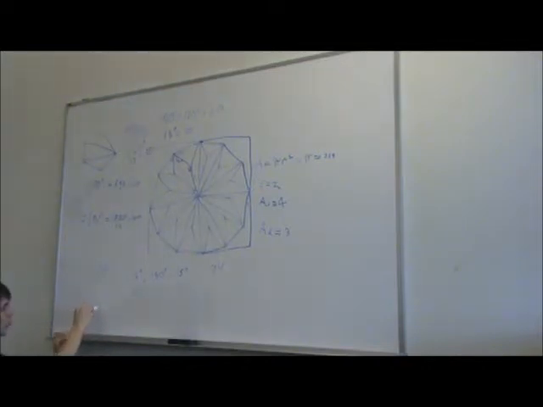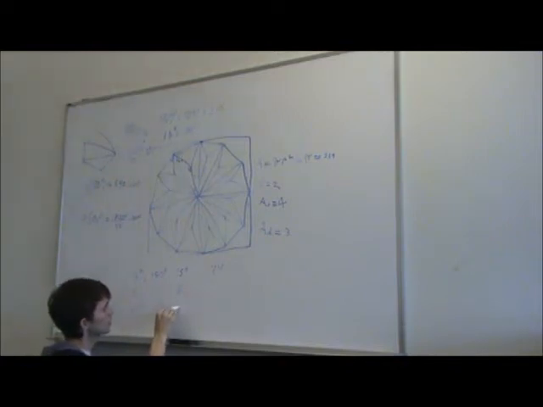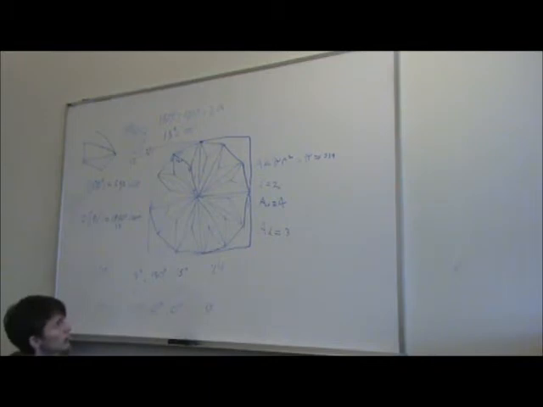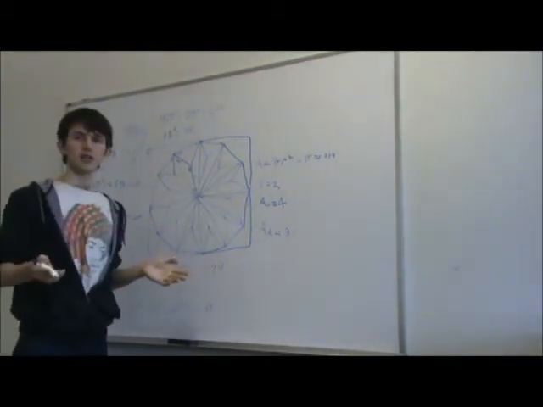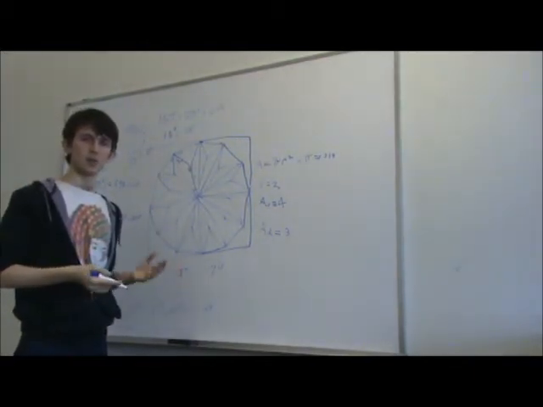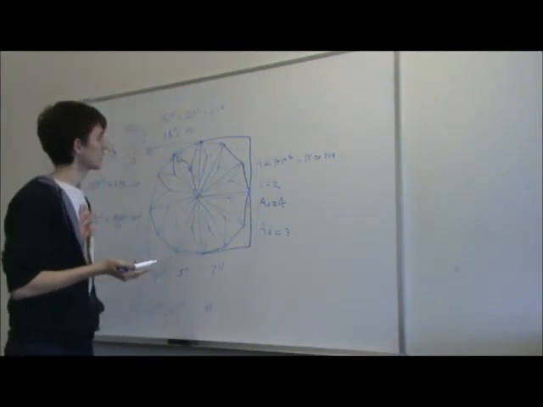And 1 times 12 of the 60, 60, 60 triangles, which is 12. Okay, well, now we've broken it into easy to deal with pieces, but we want a way to relate that back to the area of the square.